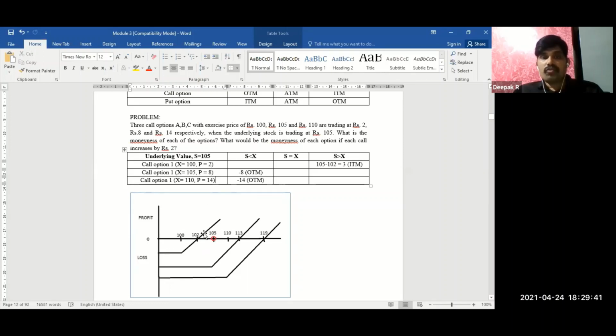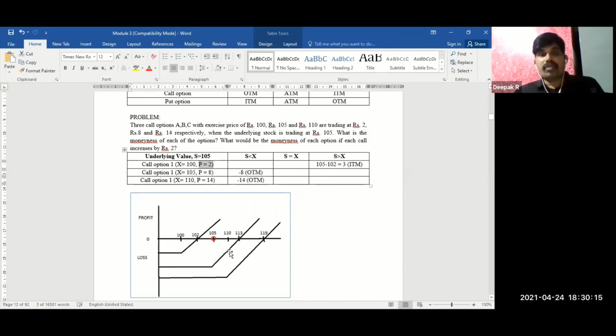If I go for this call option, you will be able to notice this is nothing but in the money, and right in the beginning when I go for buying this call option, I am readily making 3 rupees as profit, because the spot price is greater than the exercise price plus the premium. You will notice that the premium here is 2.